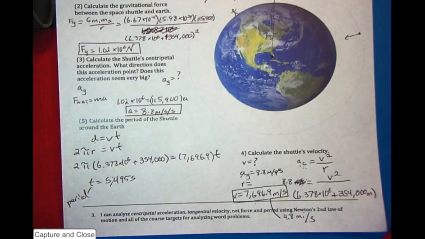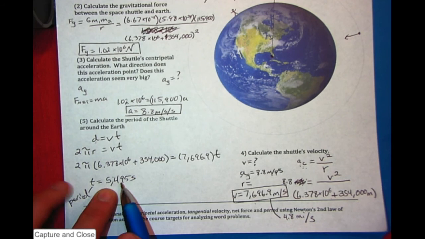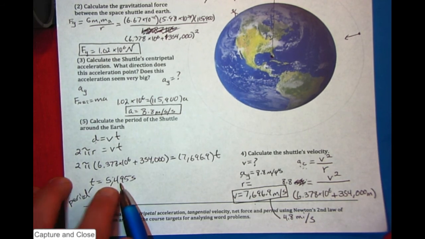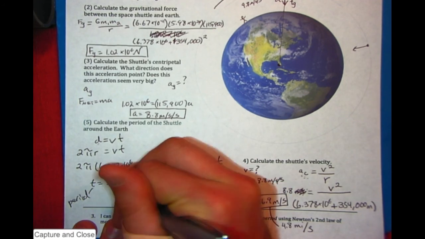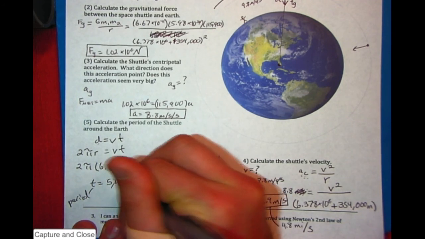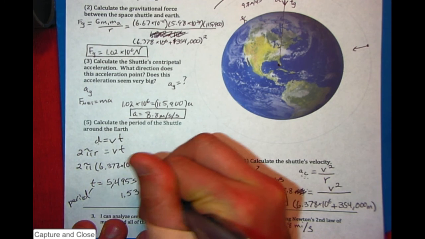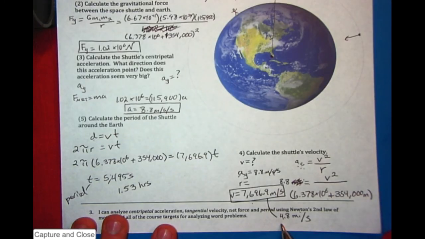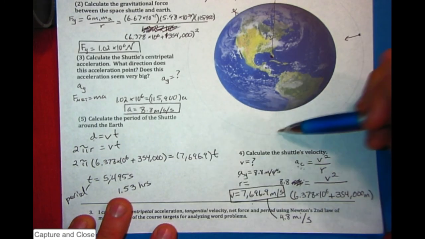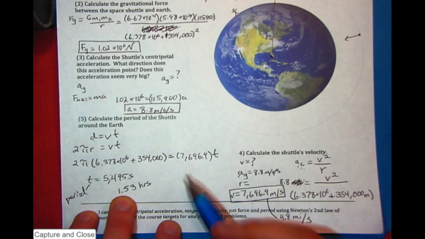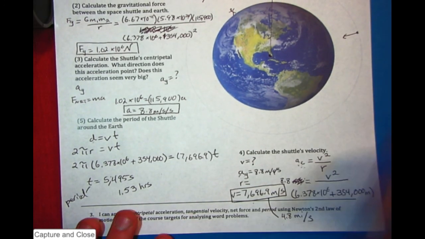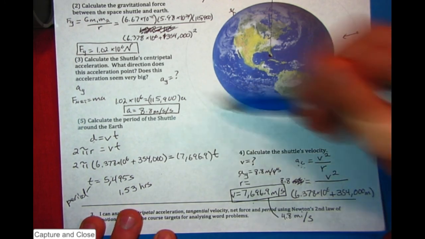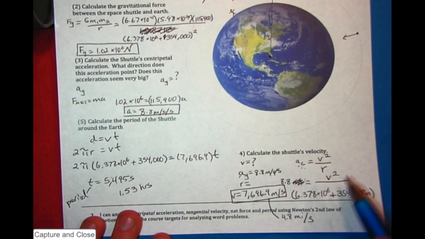And this time right here doesn't give us a whole lot of context. Like, what does 5,495 seconds mean? Well, if we do the conversion, that's going to be equal to 1.53 hours. So when you're going 4.8 miles per second, you're able to circle the Earth in less than 2 hours, in just an hour and a half, essentially. So these space shuttles are traveling extremely fast around the Earth.